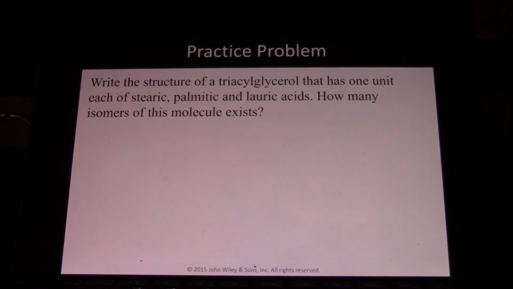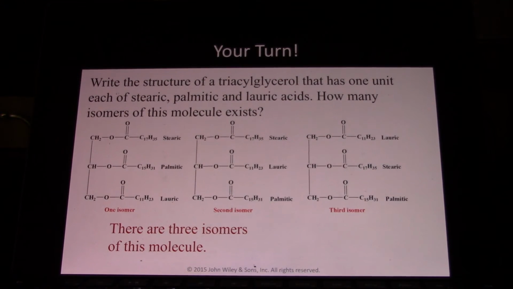So write the structure of a triacylglycerol that has 1 unit each of stearic, palmitic, and lauric acids. And here we have 3 possible isomers. So stearic had the 18 carbons, palmitic had 16 carbons, and lauric had the 12 carbons. And there's 3 isomers, because each one of them can be in the middle, and then the other 2 are at the ends, so it doesn't really matter which side. The ends are ends here. So there's 3 different ways to write this molecule. 3 isomers, different molecules.